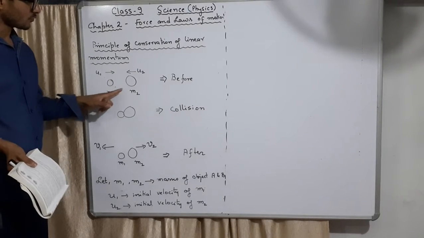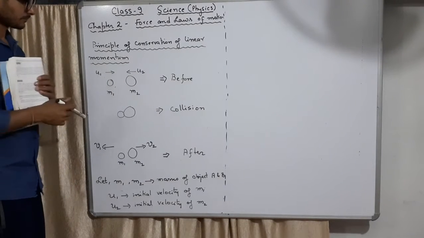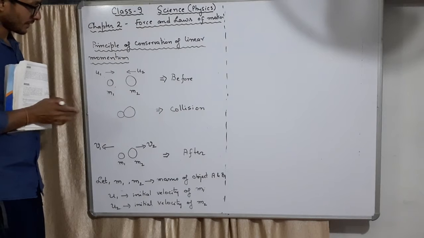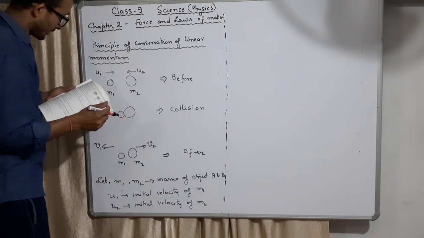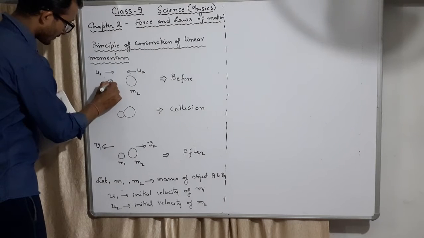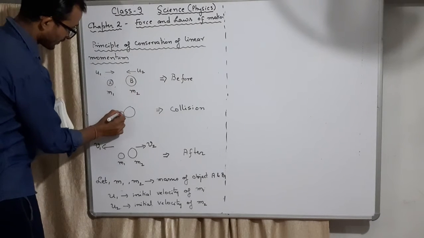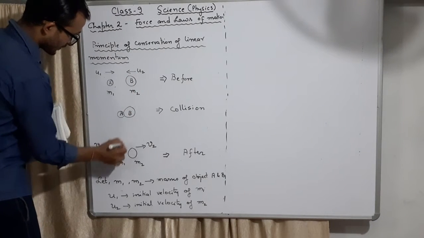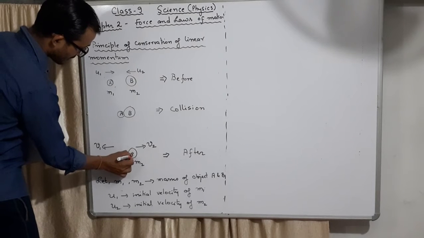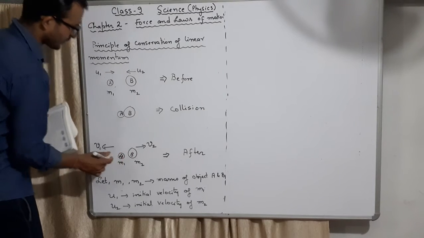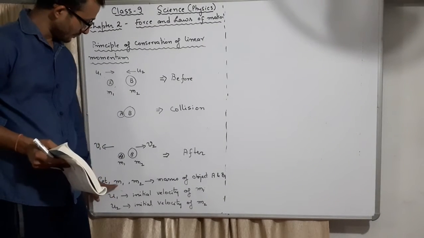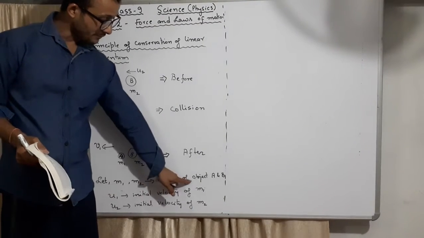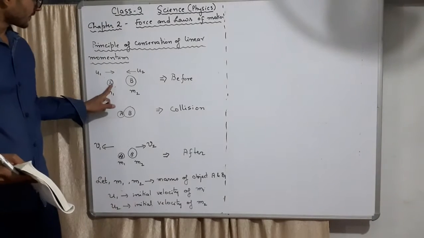First, we'll take the two masses A and B. Let me call this A, and this B. See, these three diagrams I have made. What is the meaning of this? You can write these things: let M1 and M2 be the masses of objects A and B. So this is A, this is B.